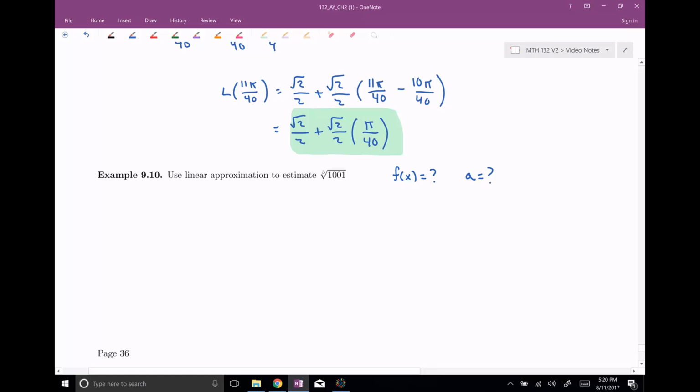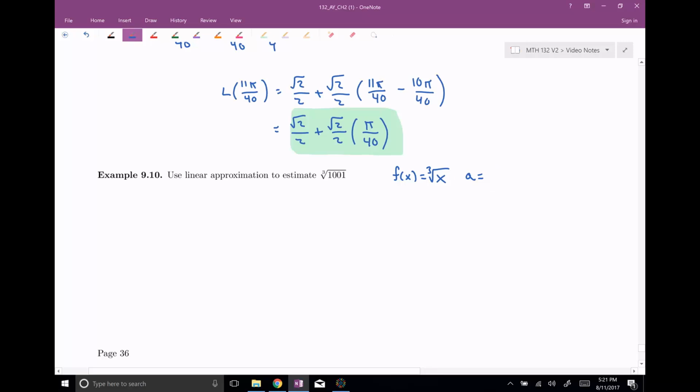All right, so let me move us forward a little bit and let's just verify that we have the same things. The main function being applied here is the cube root function. So in this case, our function's value is going to be the cube root of x. And our a value should be some point that's near 1001 that we know the cube root of. So 1001, we don't know the cube root of this without a calculator. But at 1000, well, we actually do know that, right?